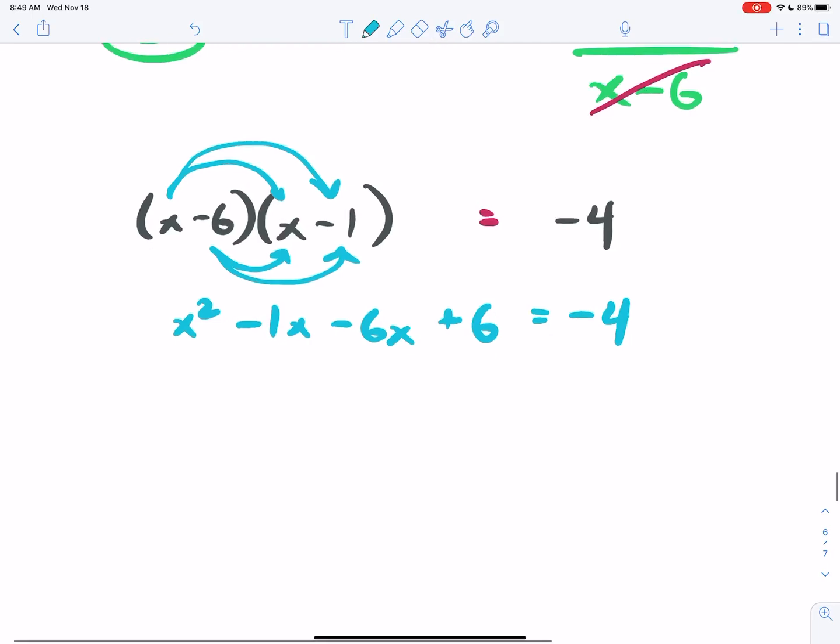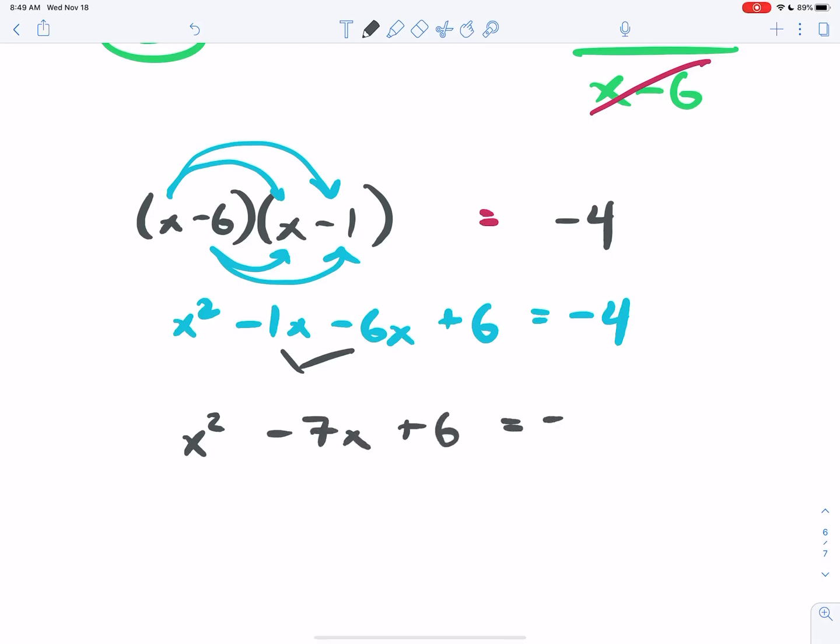Okay. What do we do next? We could combine like terms right here. That's x squared. Negative 1 and negative 6 are same signs. Same signs, we're going to add and keep the sign of the larger number. So that's negative 7x plus 6 equals negative 4. So now we have a quadratic, okay, because of the square. So we want to try to use the zero product property.